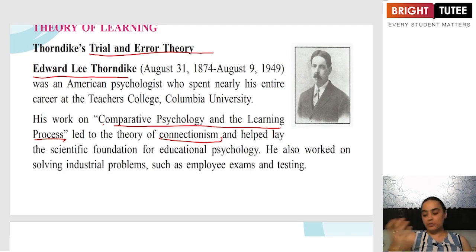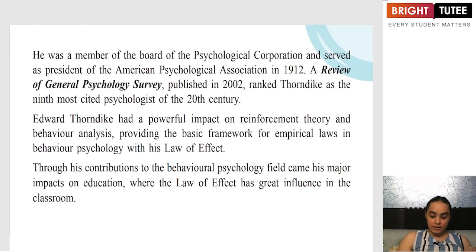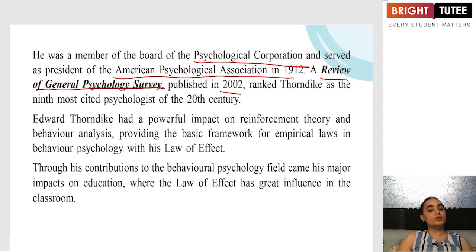He also worked on the ways and means in which one can solve industrial problems by giving some exams and tests to the employees. He was a member of the board of Psychological Corporation and he served as the president of the American Psychological Association in 1912. A review of the General Psychology Survey, which was published in 2002, ranked Thorndike as the 9th most cited psychologist of the 20th century. So among everybody else across the world, he was the 9th best psychologist.